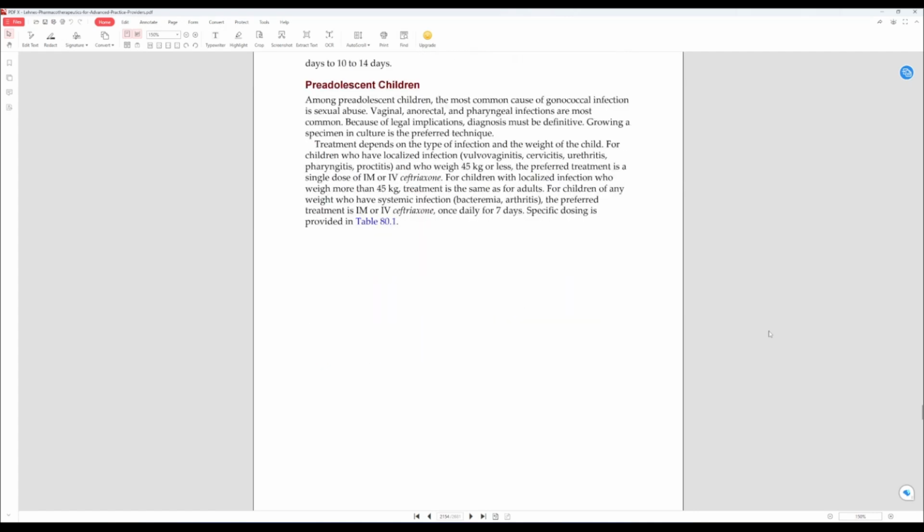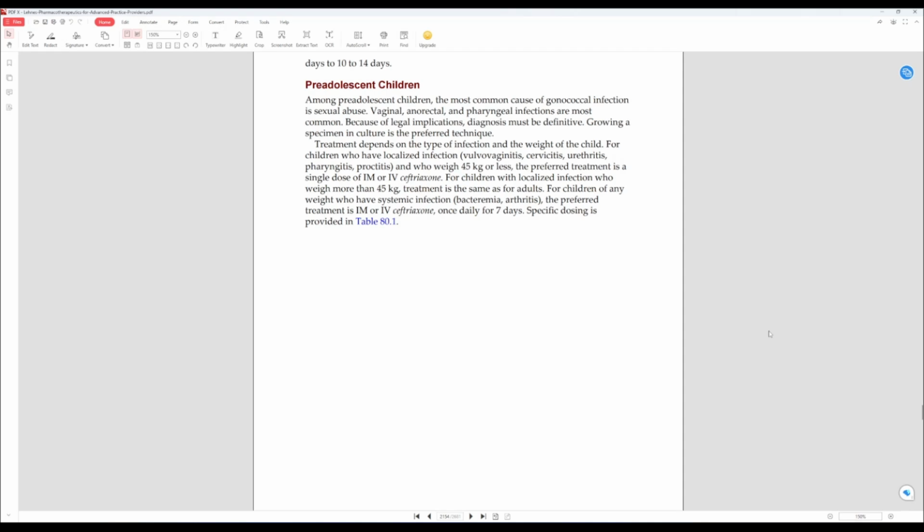Which brings us to the pre-adolescent children. Again, among the pre-adolescent children, the most common cause of a gonococcal infection is sexual abuse. Vaginal, anorectal, and pharyngeal infections are most common. Because of legal implications, diagnosis must be definitive. Growing a specimen in culture is the preferred technique.